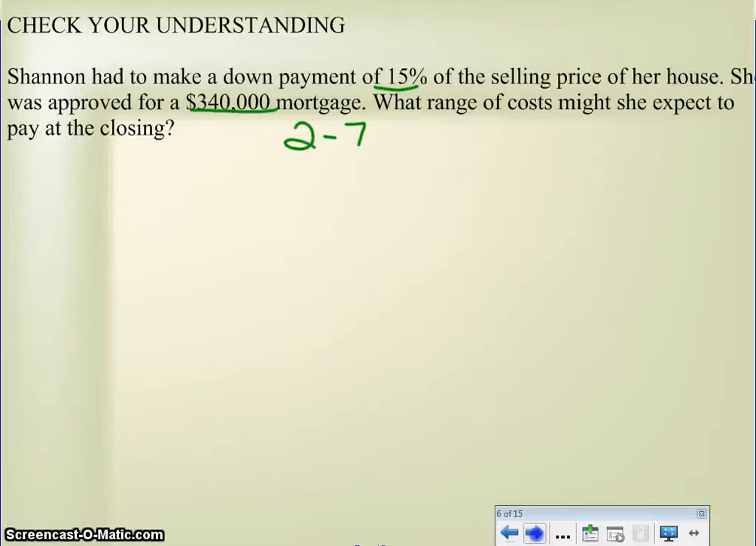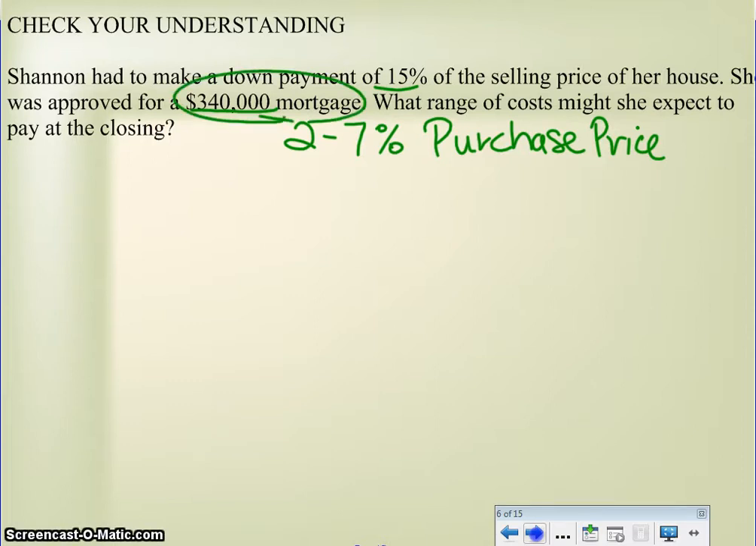So we've already been through that it's 2 to 7%, but the key thing that I tried to hone in on is of the purchase price. And if you look at it here, do we have the purchase price? And the answer to that would be no. We have the loan amount and we have the down payment amount. So we need to use what we have to try and solve for the information that we need.